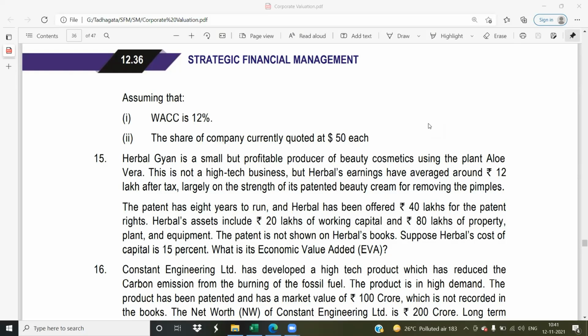So how do you find out EVA? EVA is nothing but NOPAT minus WACC into invested capital. What is the total capital? Total capital is nothing but patent rights, because it is not entered in the books, plus working capital plus property. That is the invested capital, into 15%. That is WACC into invested capital. NOPAT is nothing but 12 lakhs after tax. So we'll find out EVA now.